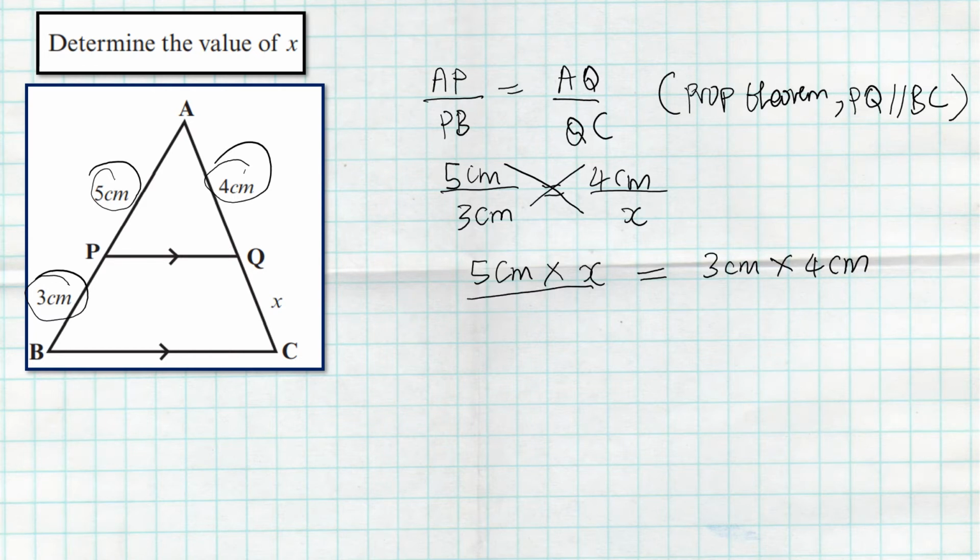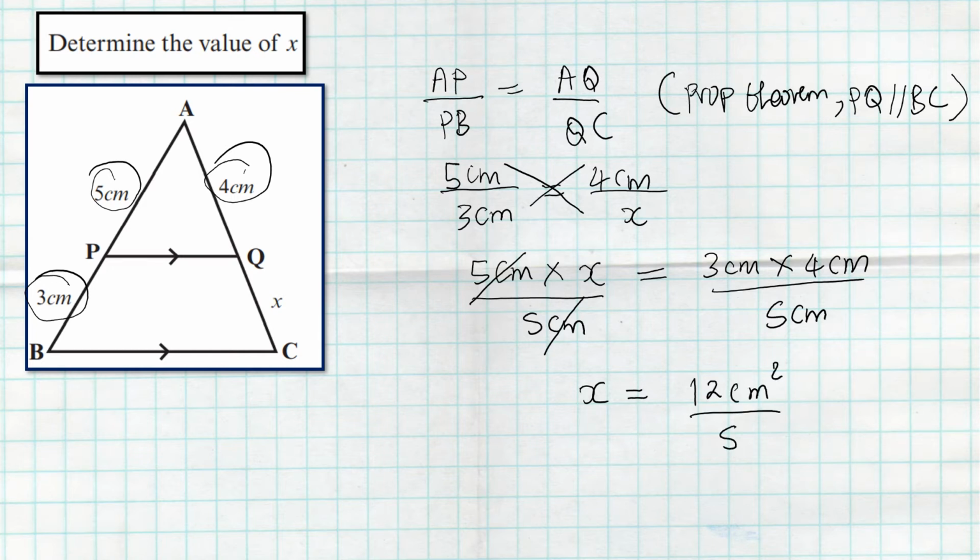So to solve for x, we're just going to divide both sides by 5 centimeter. This 5 and 5 cancel out. x will be equal to 3 times 4, which is 12 centimeter squared, divided by 5 centimeter, right? So it's just going to be 12 divided by 5, which is 2.4. So 2.4 centimeter will be equal to x. So that's basically what you do. It's just a simple example to enhance your understanding of the proportionality theorem.